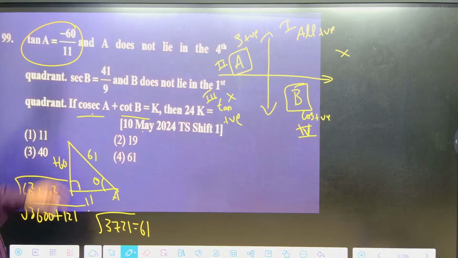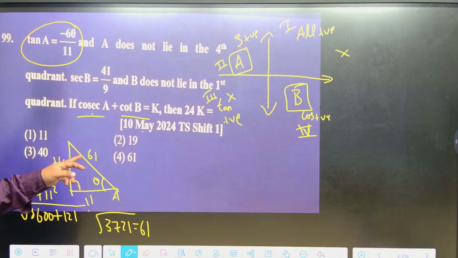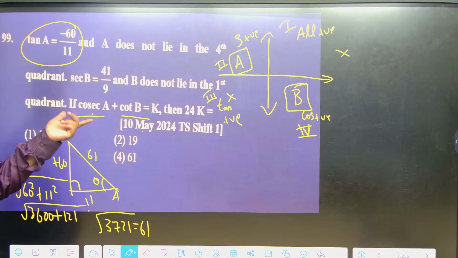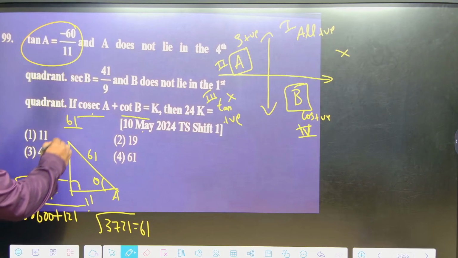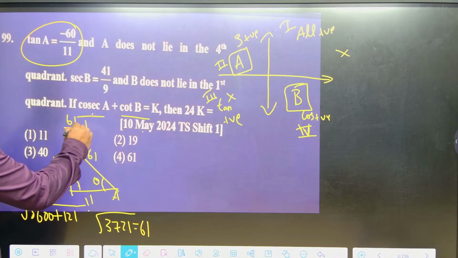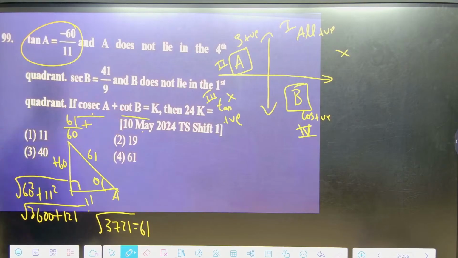Correct. So see here, now we will have 61 here. So I want cosec A. Cosec A is equal to what, friends? Cosec A is nothing but hypotenuse by opposite side, because it is the reciprocal of sine. So I will get 61 by 60 as cosec A, plus I have to find cot B.